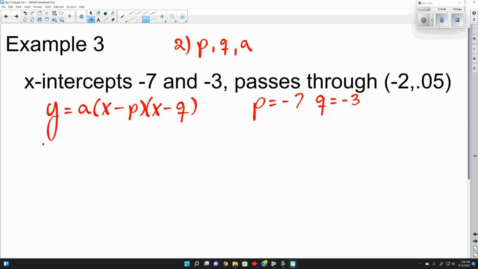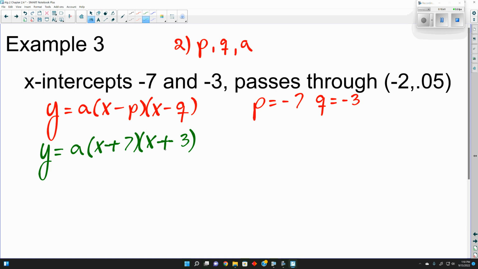All right, now we can plug them in. Because y is equal to a times x minus negative 7 times x minus negative 3. Well, in both of these cases, the negative and negative makes a positive. So we get this here. But again, we still need to find the value of a, yes?